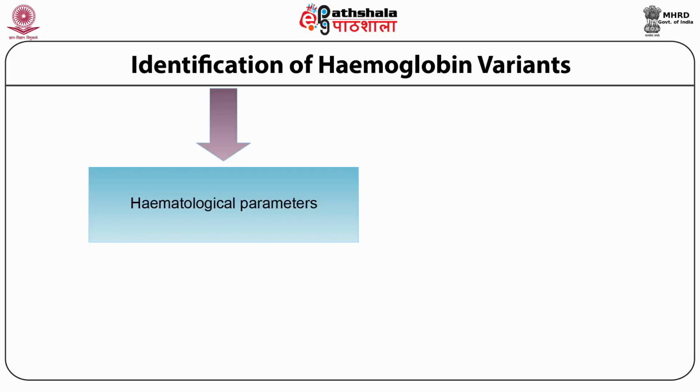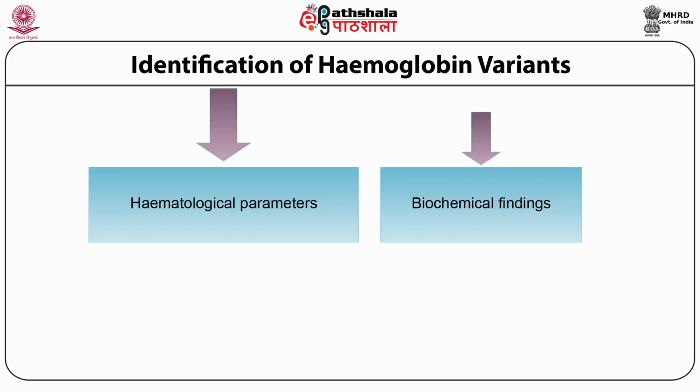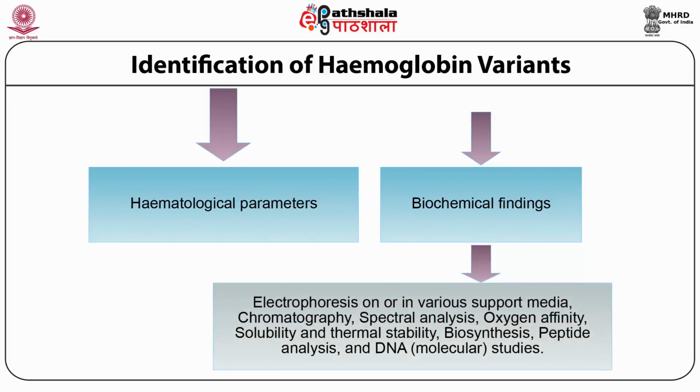Now, there are various biochemical findings also. The main approach of identifying the hemoglobin variants lies in its demonstration and quantification by biochemical studies such as electrophoresis, chromatography, spectral analysis, oxygen affinity, biosynthesis, solubility and thermal stability, peptide analysis, and DNA or molecular studies.